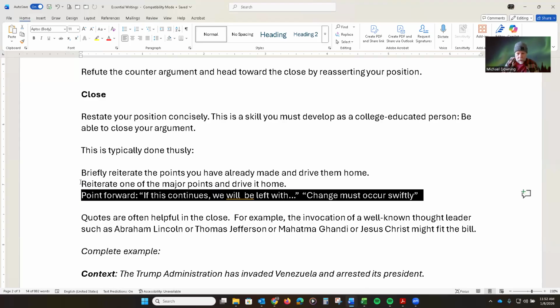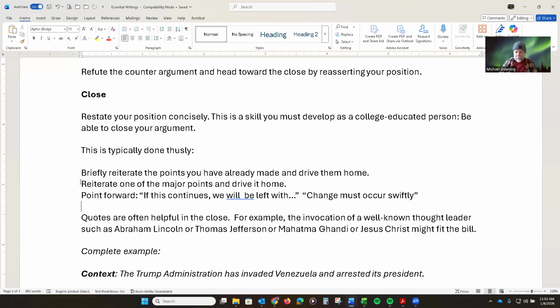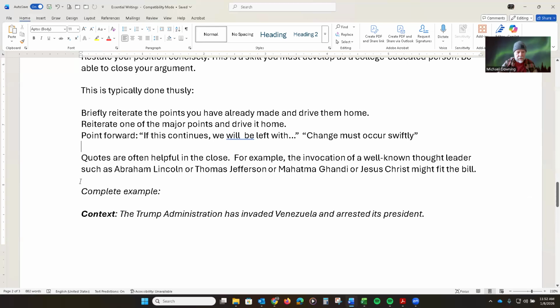You also have the option to point forward. So if this continues, we will be left with more death and destruction, right? You're getting my point. Change must occur swiftly because, so you can point to the future. You've talked about these things now in your essay. You're going to point to the future. Where are we heading? And what will be the consequences of that?